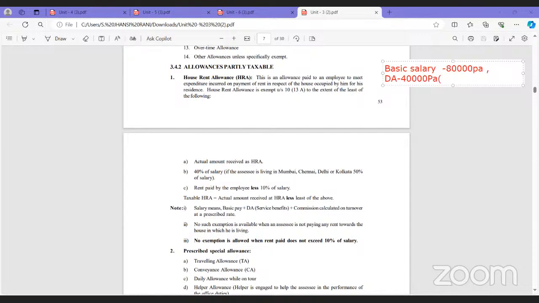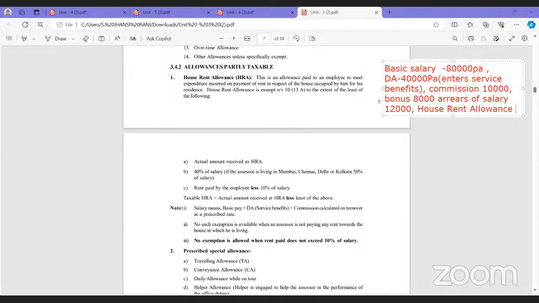And here in the brackets we are mentioning enter service benefits. Commission is 10,000 and bonus is 8,000. Arrears of salary is 12,000 and house rent allowance is 36,000 per annum and rent paid is 60,000 per annum.